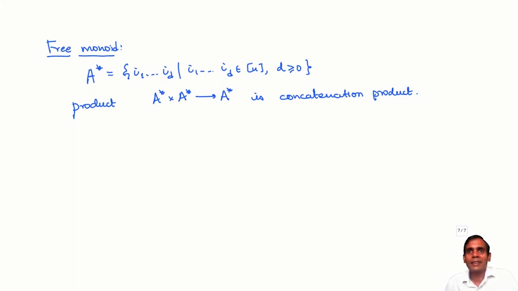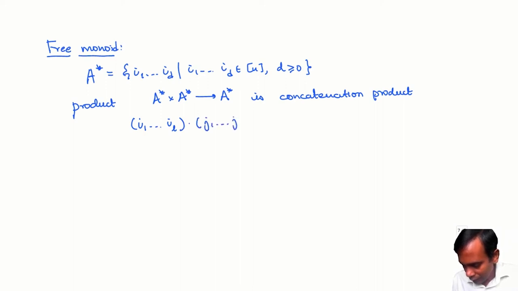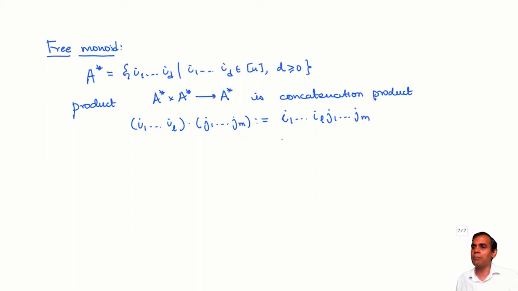So the product in the free monoid is concatenation. If you want to multiply i1, ..., iL with j1, ..., jM, it's just the word i1, ..., iL, continuing on j1, ..., jM. This is a word of length L plus M. This is clearly associative. It has a unit, namely the empty word, but it lacks an inverse.